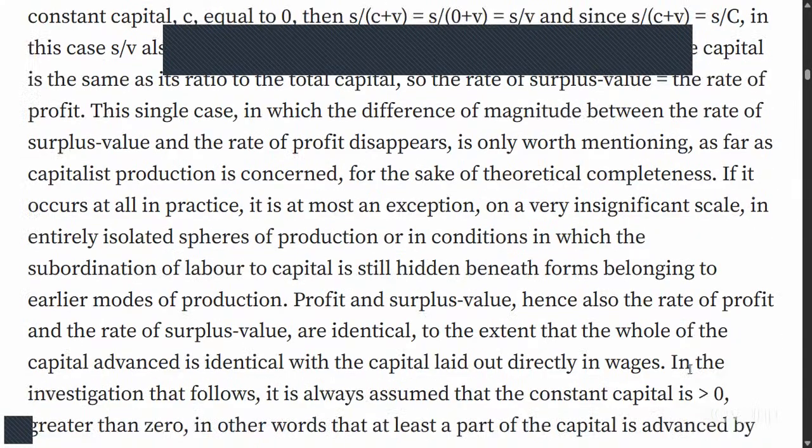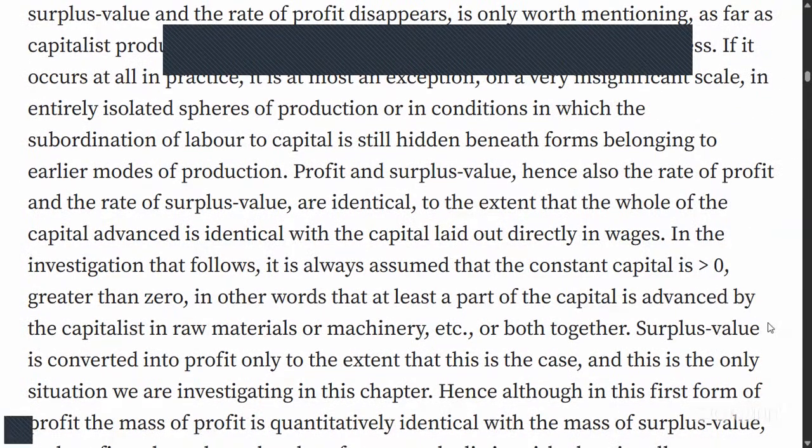Profit and surplus value, hence also the rate of profit and the rate of surplus value, are identical to the extent that the whole of the capital advance is identical with the capital laid out directly in wages. In the investigation that follows, it is always assumed that the constant capital is greater than zero. In other words, that at least a part of the capital is advanced by the capitalist in raw materials or machinery, or both together. Surplus value is converted into profit only to the extent that this is the case, and this is the only situation we're investigating in this chapter, ipso facto.